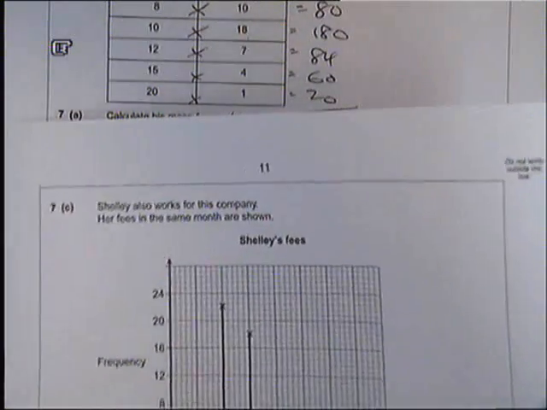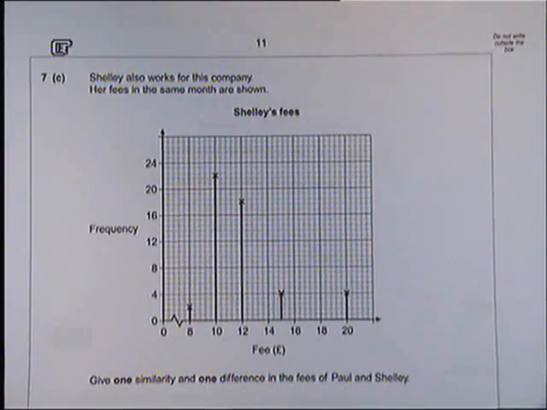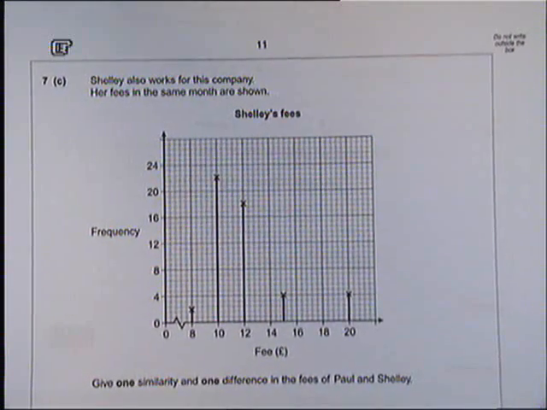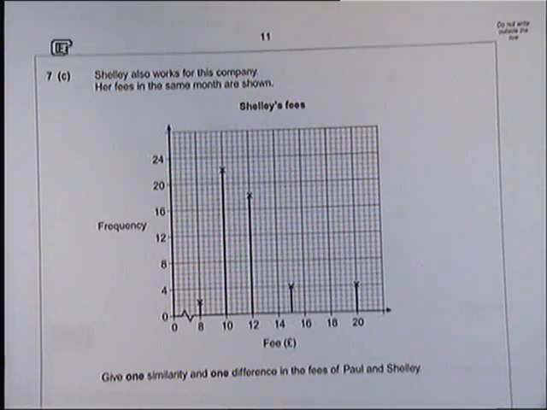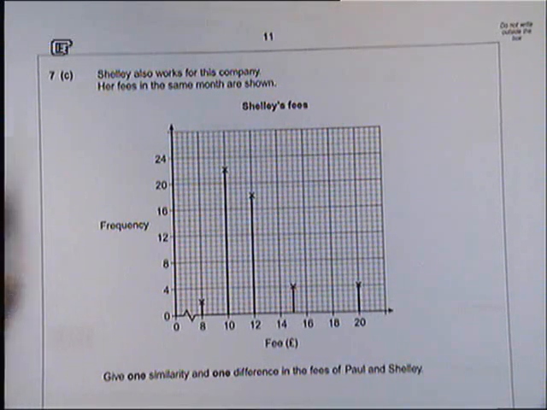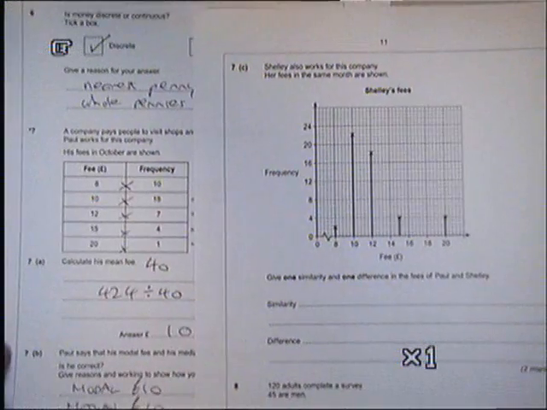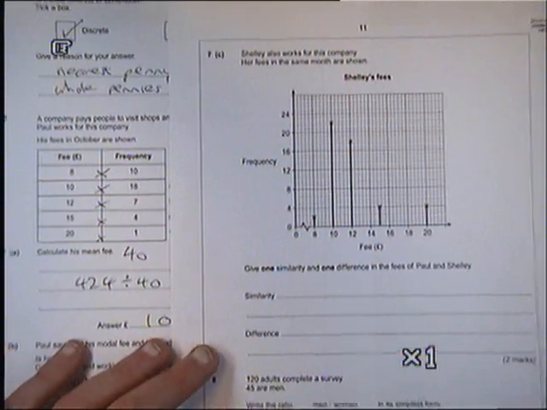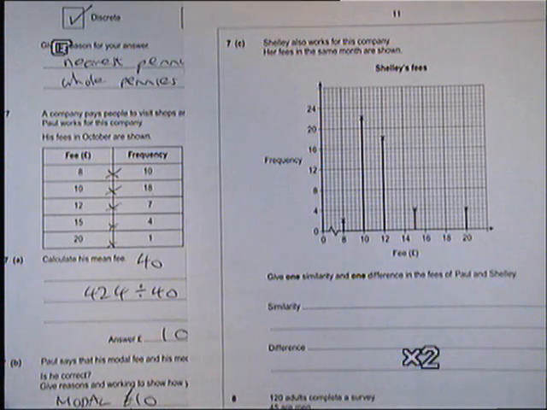So continuing with the next part of the question, Shelley, somebody different, also works for the company, and we have her fees shown in this diagram here, and we've got to write down one similarity and one difference in the fees between Shelley and Paul. So if we put them side by side, I've got Paul's information over here, and I've got Shelley's information over here, and I've got to write down one similarity and one difference.